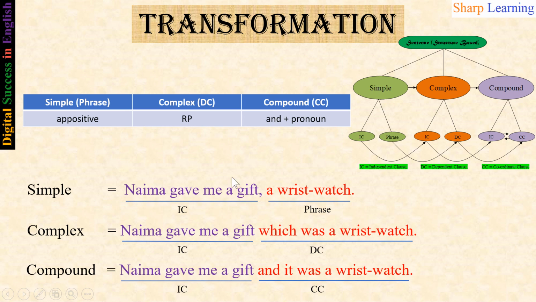Okay. So what are the basic sentences here? In the simple sentence, if you see any appositive, that means a noun phrase that has been used as an appositive. In the complex sentence, you have to use a relative pronoun, a suitable relative pronoun, for making DC. And in the compound sentence, you have to use and and a suitable pronoun for making CC. Okay, up to here, we have learnt everything in the easiest way. We have learnt the basic techniques of transferring the simple sentence to complex and compound.